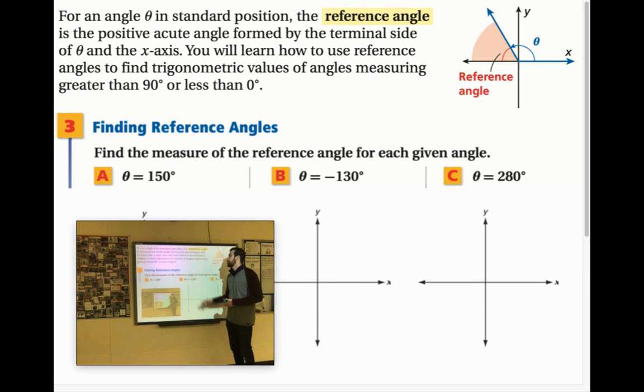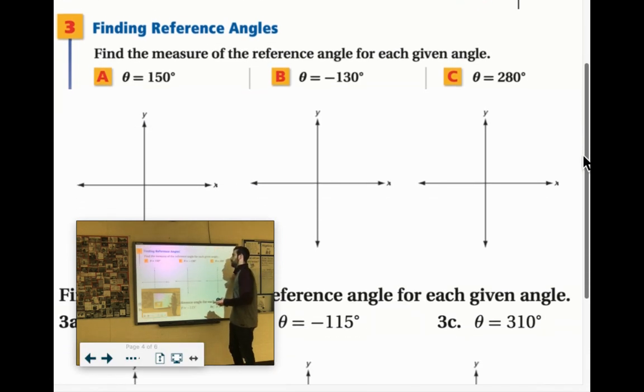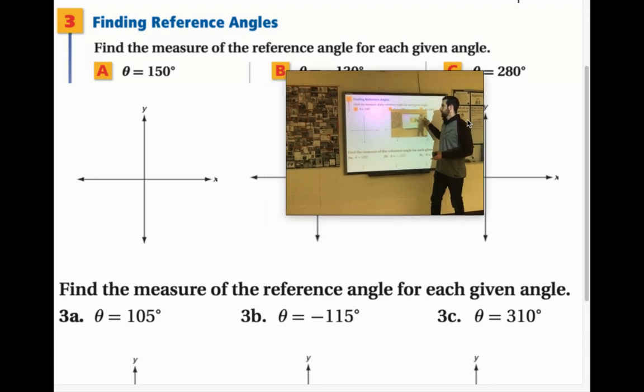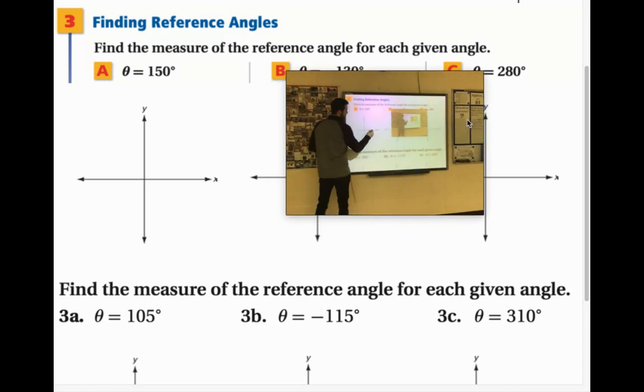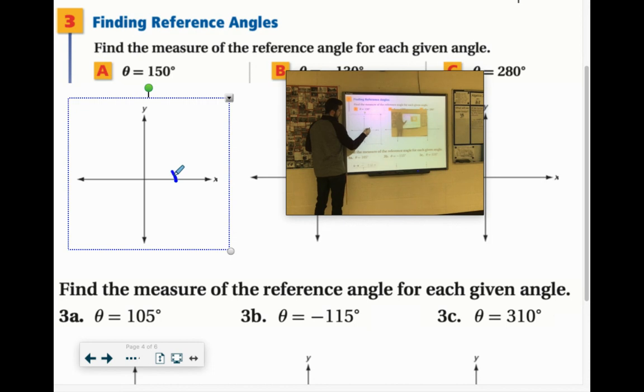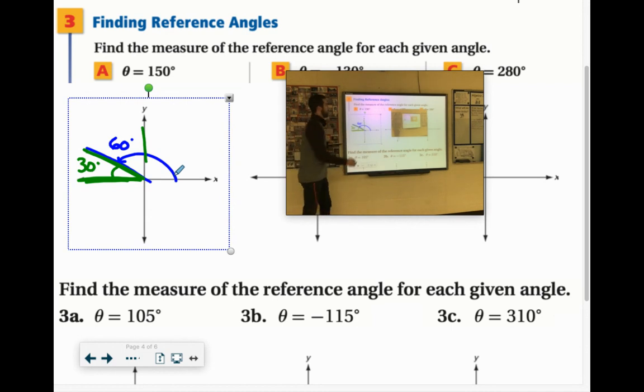So if you look at 150 degrees, here's what 150 degrees would look like. It would go through 90, and then it would be 60 degrees this direction. But the reference angle is, again, how close is that to the x-axis? Here's the x-axis. So we're looking for the measure of this angle. This is the acute angle. Now, if this whole thing is 90 degrees and you have 60 covered up here, that would leave you with 30 degrees. So that's your reference angle, 30 degrees.